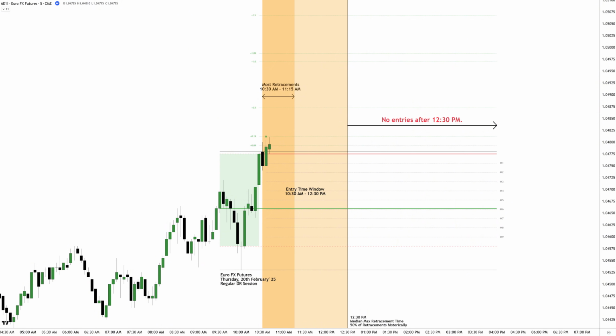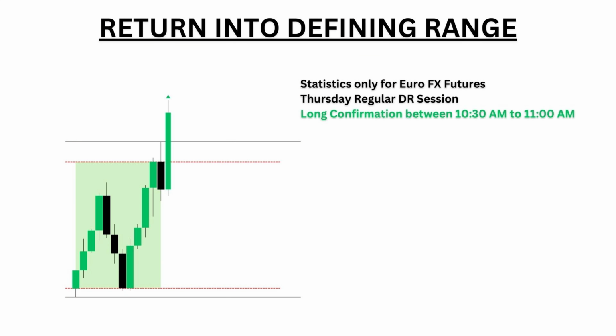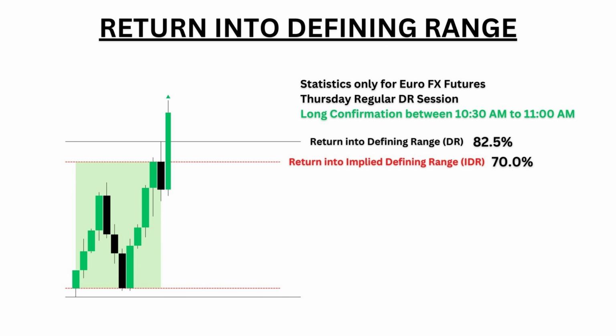Before we move on to the retracement areas, it is important to know the statistics for a retracement back into the defining range as well. While there is an 82.5% probability to see a retracement back into the defining range, the probability of seeing a retracement back into the implied defining range is slightly lower with 70%. This already tells us that price sometimes likes to just retrace back into the defining range instead of deeper into the implied defining range before making its move.